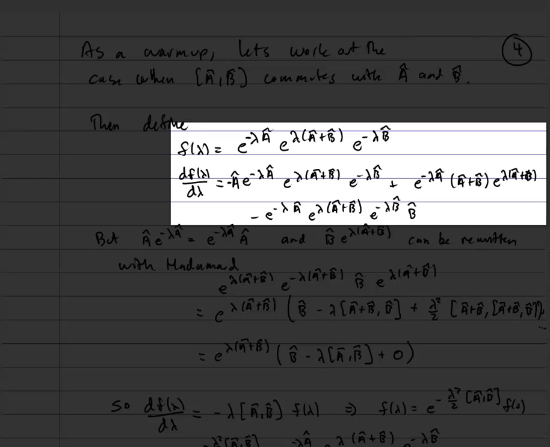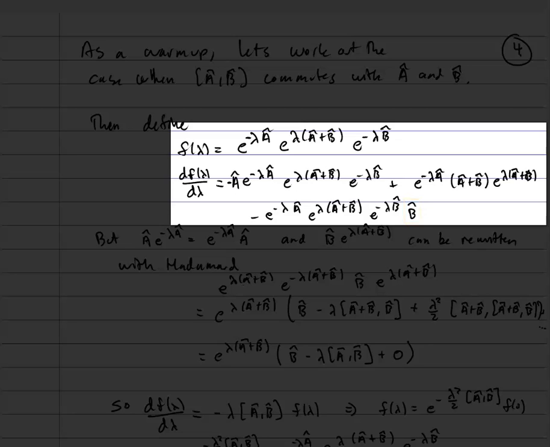You notice that I can pull out a minus a that can sit either to the left of the e to the minus lambda a or to the right of the e to the minus lambda a. I will have a term that has an a plus b that comes out. That can appear to the left of the e to the lambda a plus b or to the right. And I will have a minus b. Again, the minus b can appear either to the left of e to the minus lambda b or to the right of e to the minus lambda b.